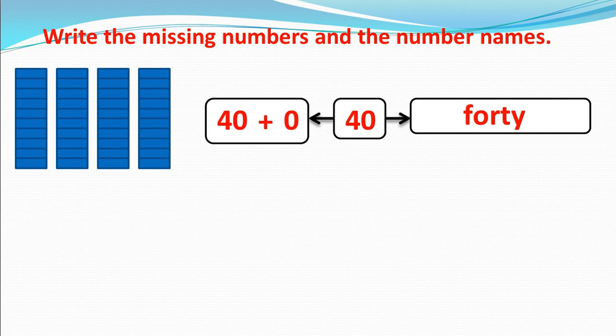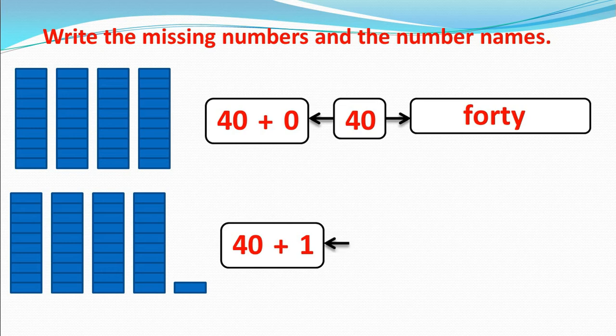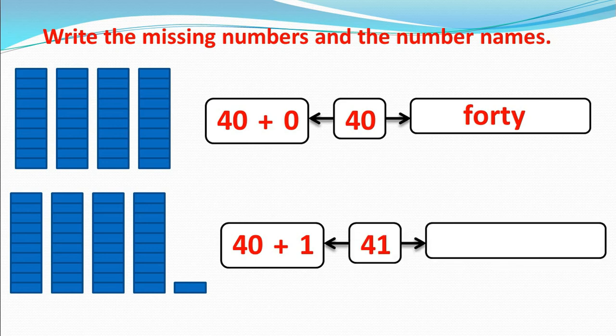Now there are 4 stacks of 10 and here is 1. 4 stacks of 10 makes 40 and there is 1, so here we write 1. Now add them. 40 plus 1 equals 41 and the number name 41.